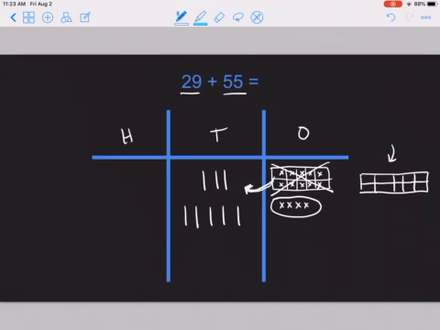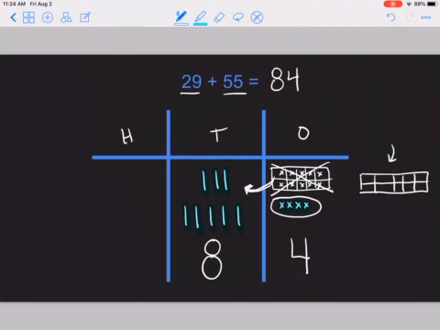So what we do now is we're going to count our tens. 1, 2, 3, 4, 5, 6, 7, 8. So we have 8 tens. And now we need to count our ones. 1, 2, 3, 4. We have 4 ones. So our sum is 84.